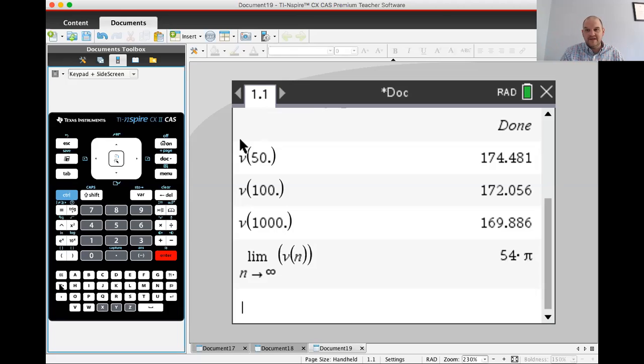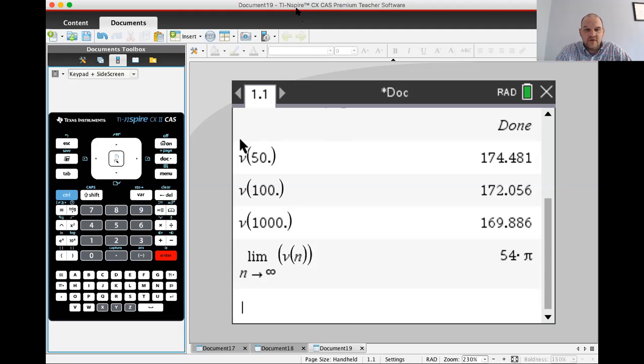So what I'm going to do right now, while it looks like I'm doing nothing, is copy these answers down on the notes. 174.481, 172.056. So I'm assuming you're also copying this at this point. 169 point, ooh, I wrote the wrong thing. You'll never know. 169.886.